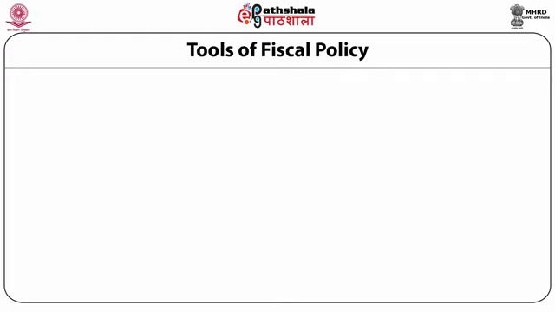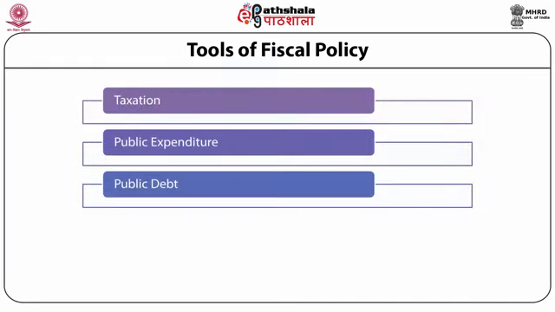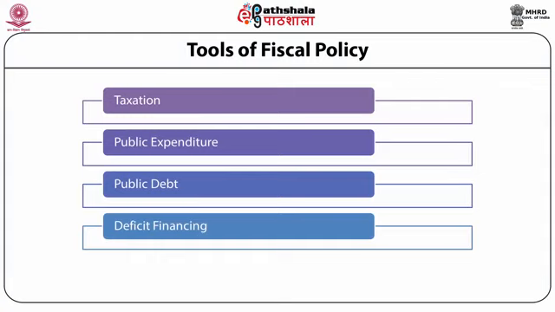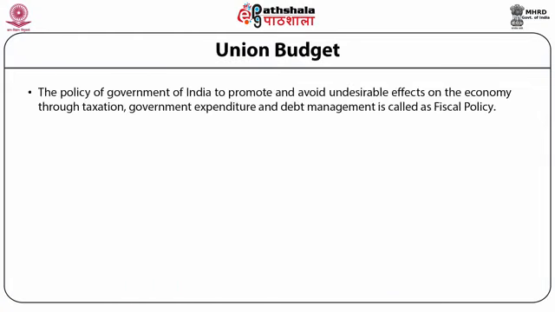Tools of fiscal policy. The following are the major tools of fiscal policy of India. Number one, taxation. Number two, public expenditure. Then public debt, deficit financing, budget announcements. Union budget. The policy of the Government of India to promote desirable and avoid undesirable effects on the economy through taxation, government expenditure, and debt management is called fiscal policy.